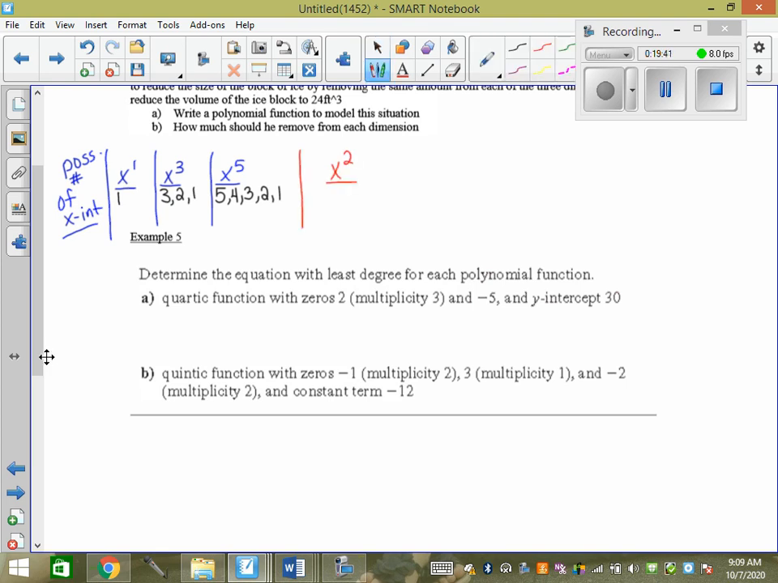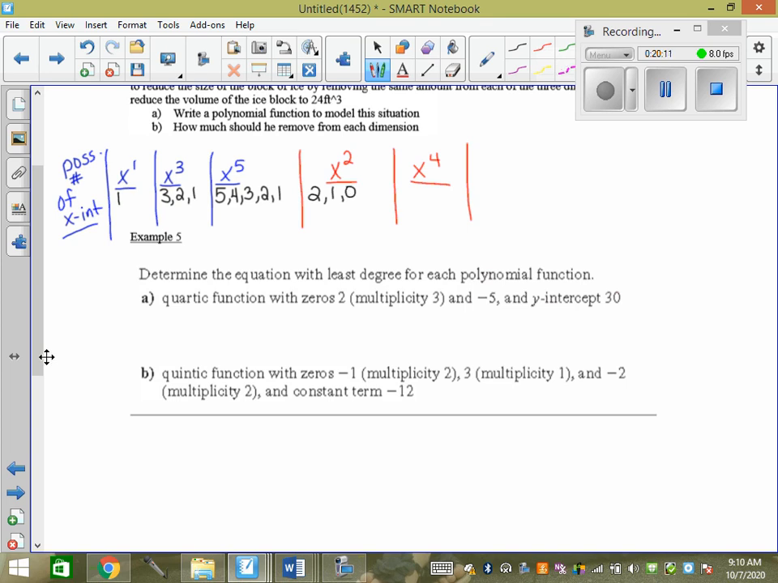X squared, x to the 4. X squared, what does it have a maximum of? 2. 1, could it have none? Yes. Why? It either opens up or opens down, and therefore it could have no x-intercepts, because it could be completely above, or it could be completely below.